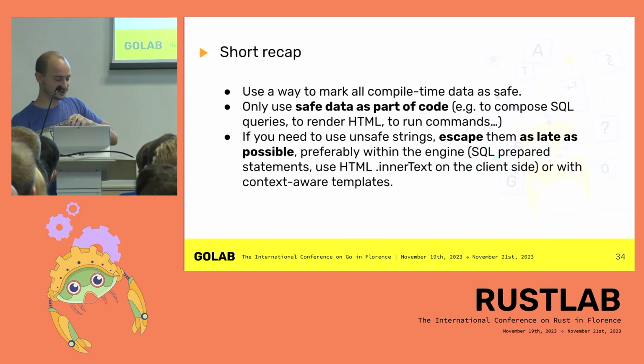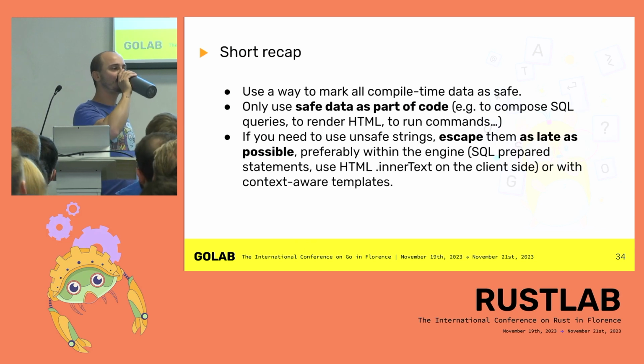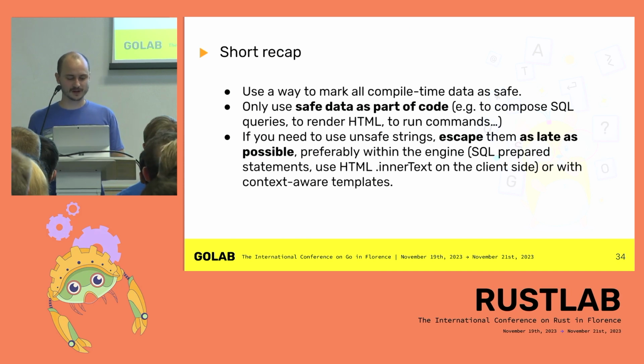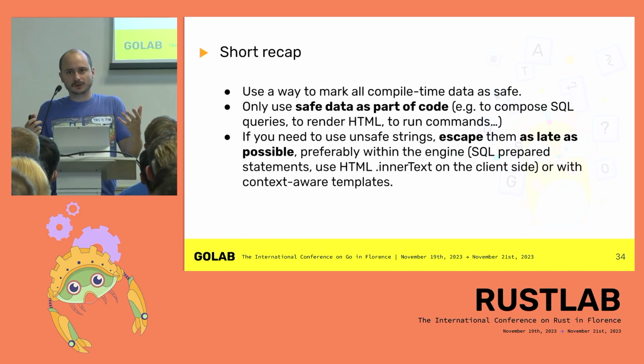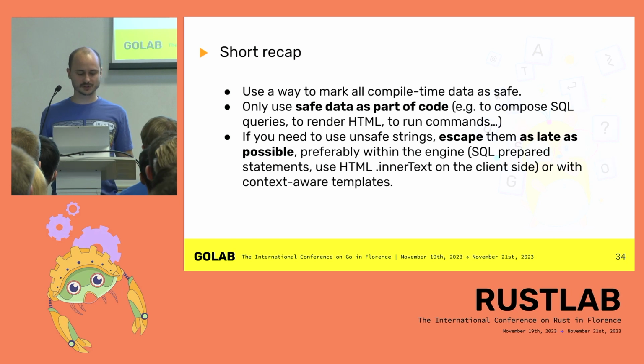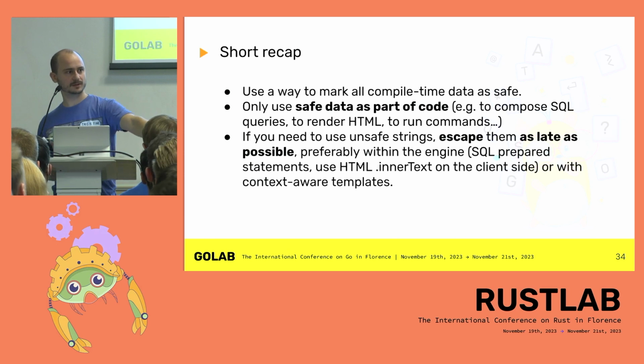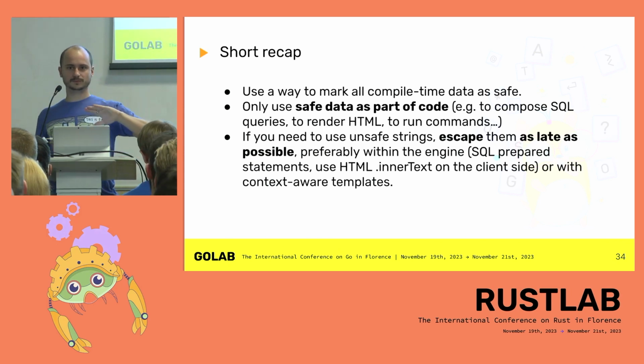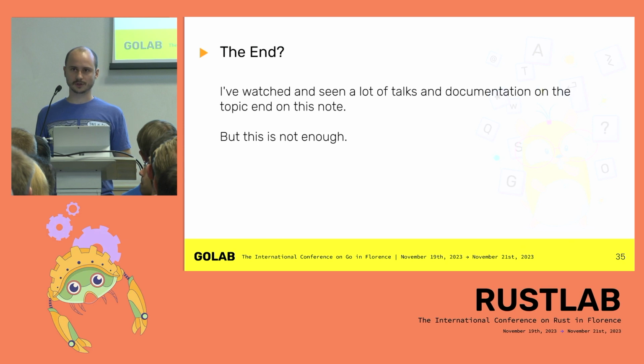So I'll give you a short recap. We got to this point where we have a way to mark all compile time constants as safe. We can now write functions that can only be called in a safe way, and as long as we have good last step renderers, we are good to go. Like for SQL, we are good to go. For Bash, we are good to go. For HTML, we should stop using it, but we can't, so this is what we do, and this is how we fix it. Now, most talks and documentation that I've seen on this topic stop here.